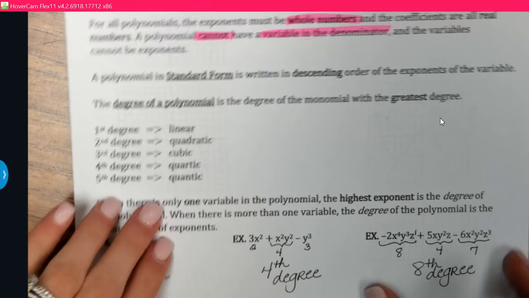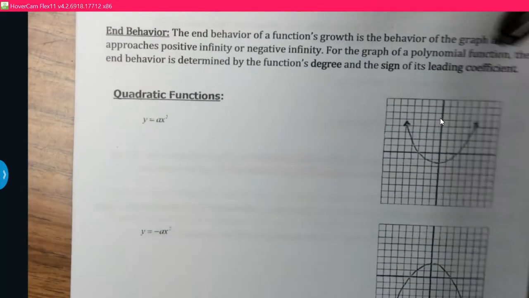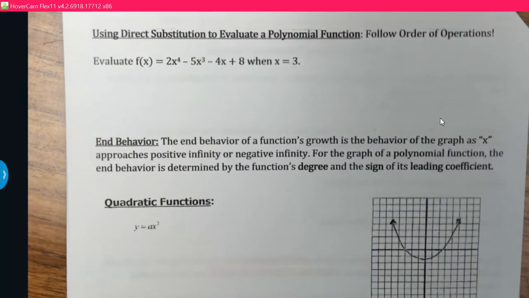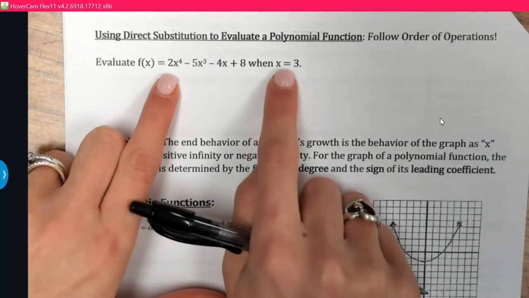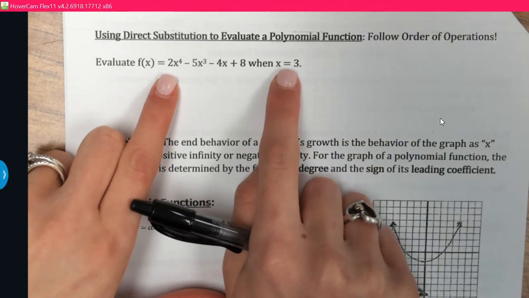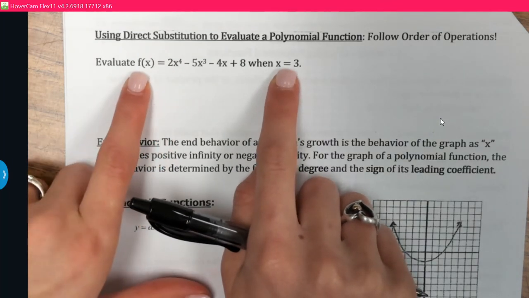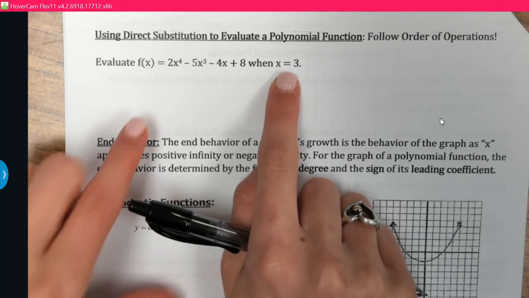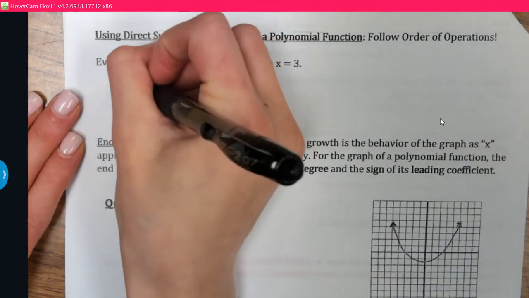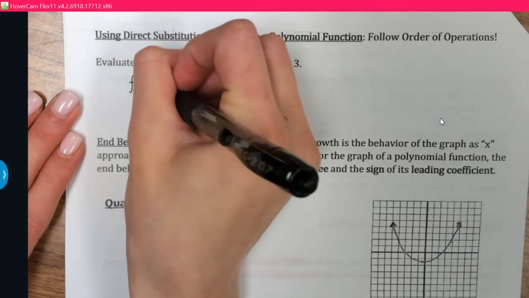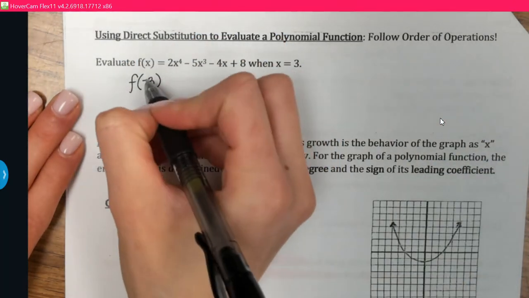Okay? Now, this next section, we are going to be using direct substitution to evaluate a polynomial function. You're just going to follow your order of operations. So I'm going to give you a function, and I want you to evaluate it with this specific value. So if I have f of x equals 2x to the fourth minus 5x cubed minus 4x plus 8, I want to know what that is when x is equal to 3. I'm going to find the value of the function at x equals, not negative 3, positive 3.